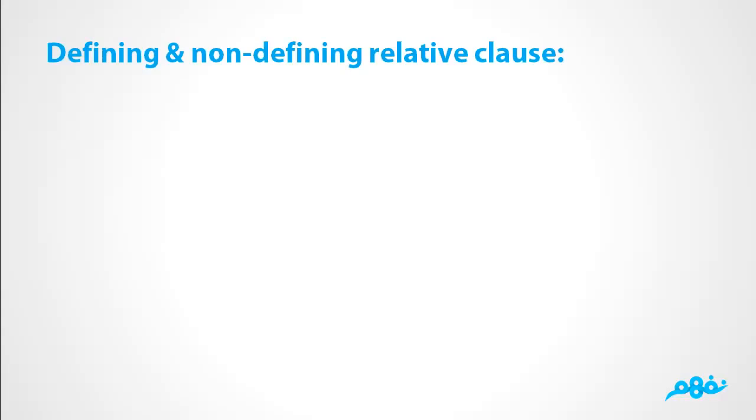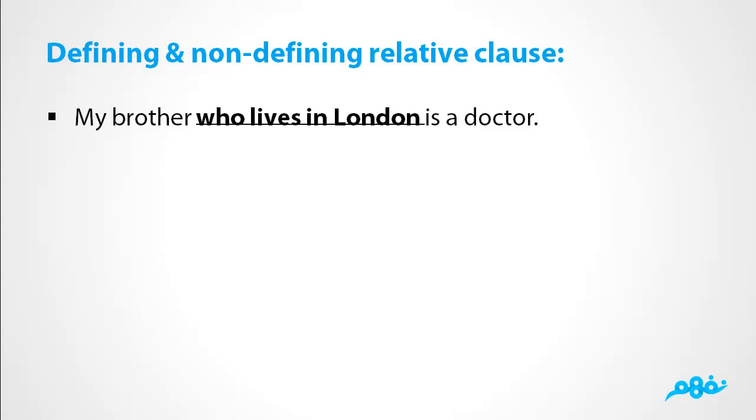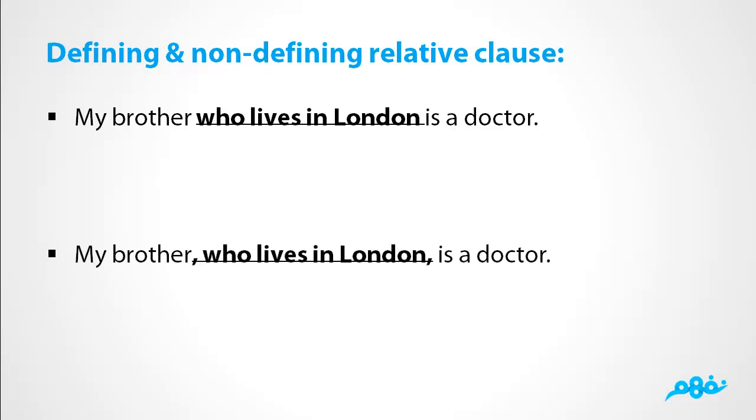Defining and non-defining relative clauses. We have two kinds of relative clauses. The first is called defining and the second is called non-defining. And this can be understood from the following examples. My brother who lives in London is a doctor. And my brother, who lives in London, is a doctor.